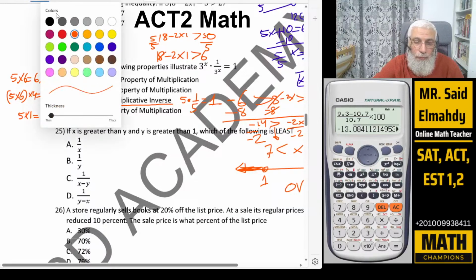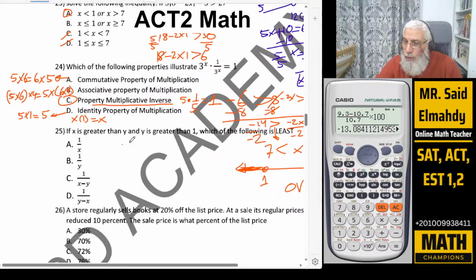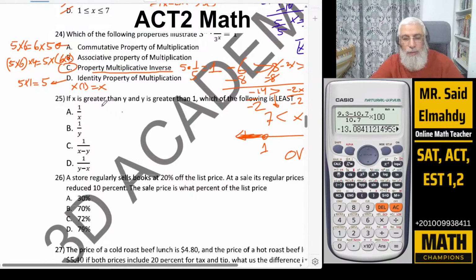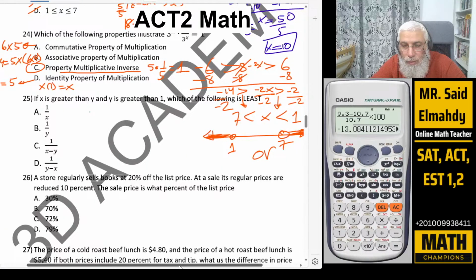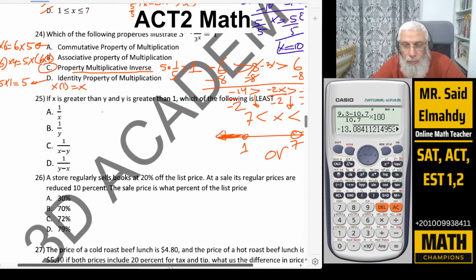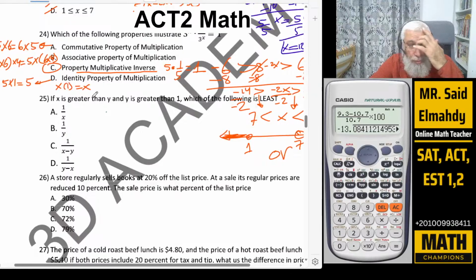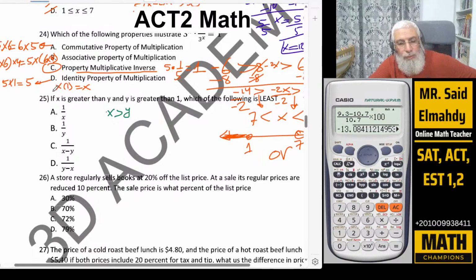Number 25. If x is greater than y, and y is greater than 1, which of the following is least? So x greater than y. So let's make x 2 or 3. Let's make x 3 and y is 2. So 3 greater than 2.